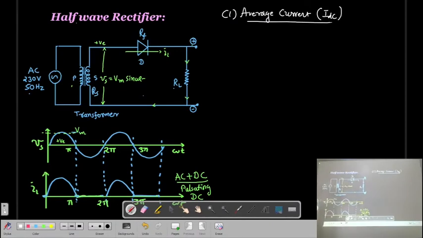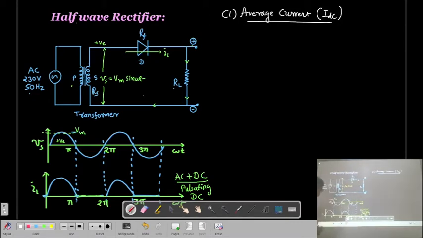Average current, or the DC current, of the rectifier. Now in mathematics, how do we find the average value? Suppose we have 5 data points x1, x2, x3, x4 and x5. What we do is take the summation of all this data and then divide by 5. That will give you the average. In the same way, here also we will find the average current.